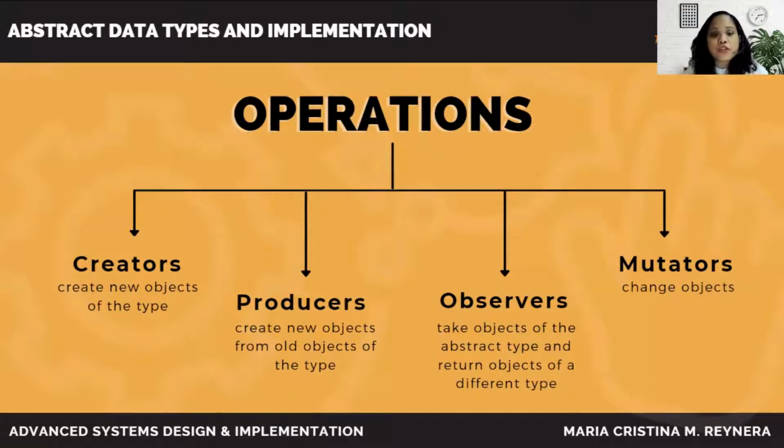For the third one, which is the observer, these are the operations that can take an object of a single type and return an object of a different type. For example, if you want to check whether the stack is empty, the function takes a stack object and returns a boolean value. And last but not the least is mutators. These operations can change the object itself. This is evident when you add a new item on the list and change the object itself.